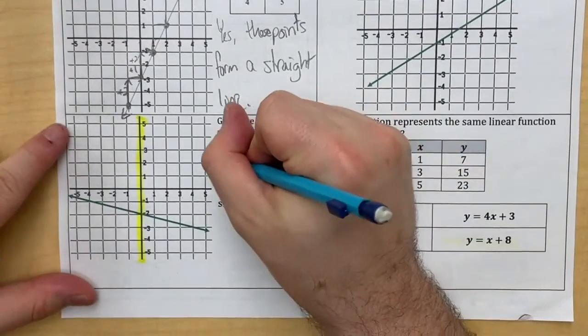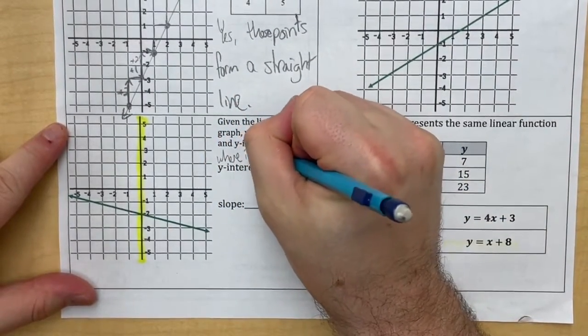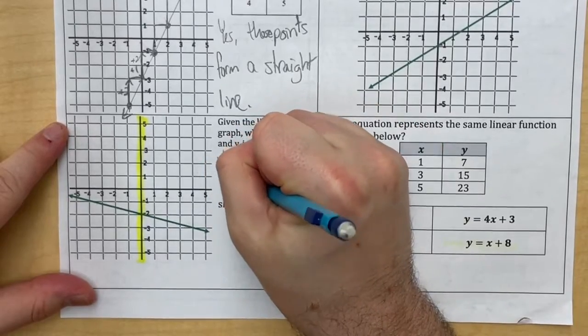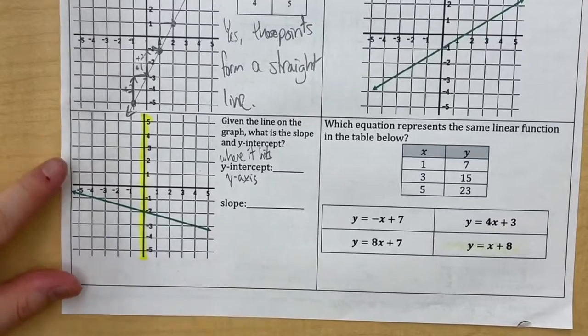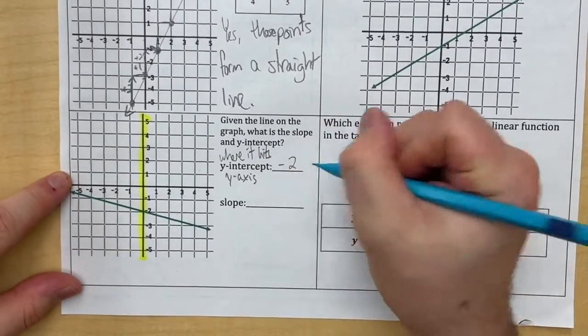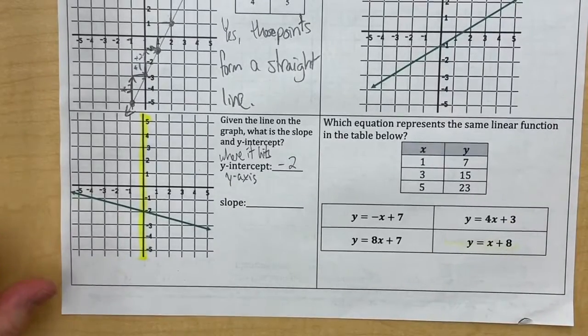So always, where it hits the y-axis. So if we notice very simply, hey, it's at that point -2, and so our y-intercept is -2. Already halfway done just by looking at the graph.